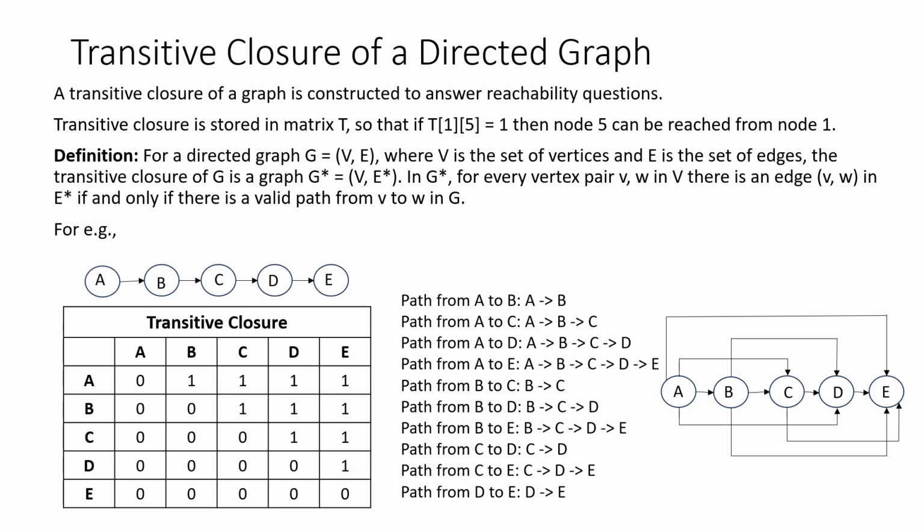Okay. The graph shown at the right is a transitive closure graph. It is constructed using the transitive closure matrix. In the graph, we can see that there exists an edge from A to C and A to D also and A to E also. So we can say that nodes B, C, D and E are reachable from node A. Similarly, there exists an edge from B to C, B to D also and B to E also. It means that nodes C, D and E are reachable from node B.